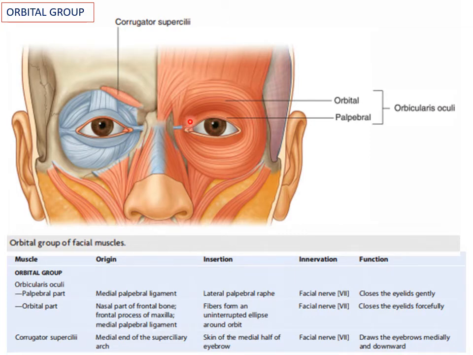The orbicularis oculi has two parts. This one is the palpebral part in the eyelid, and this one is the orbital part of orbicularis oculi around the orbital margins. The palpebral part of the orbicularis oculi arises from the medial palpebral ligament and goes laterally, and the fibers are inserted into the lateral raphe.